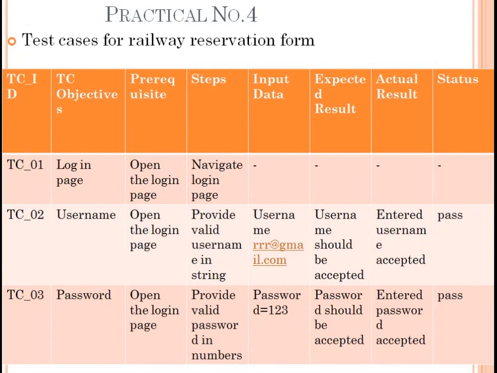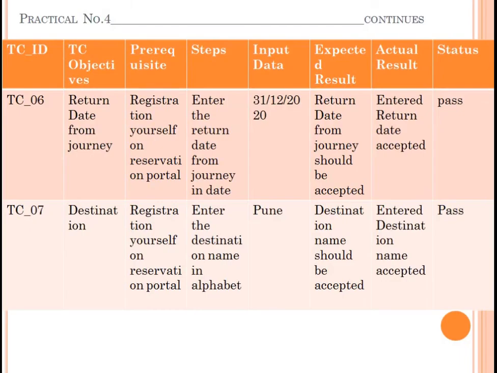Here is the reservation test case for the railway reservation form, and you have to add the test cases to it. That is TC number 7. Here the test case to add is submit or cancel. If the test case objective is submit, then the prerequisite is to register yourself on the reservation portal.